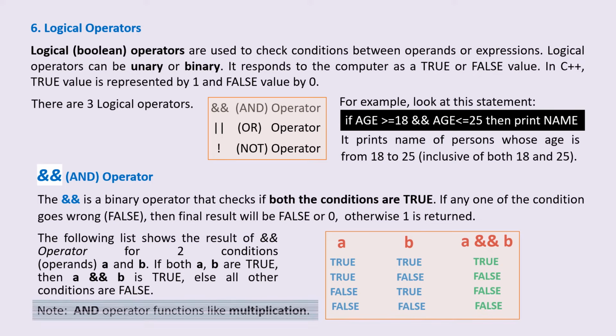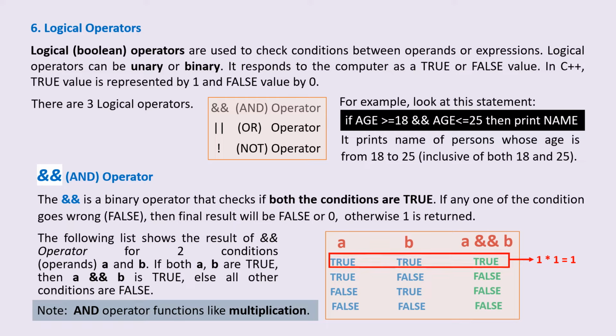Note that the AND operator functions like multiplication. Let's check the first row. Since A is true or 1, and B is also true or 1, then A and B would mean 1 multiplied by 1, which is 1. 1 means true. So, the result of A and B is true.